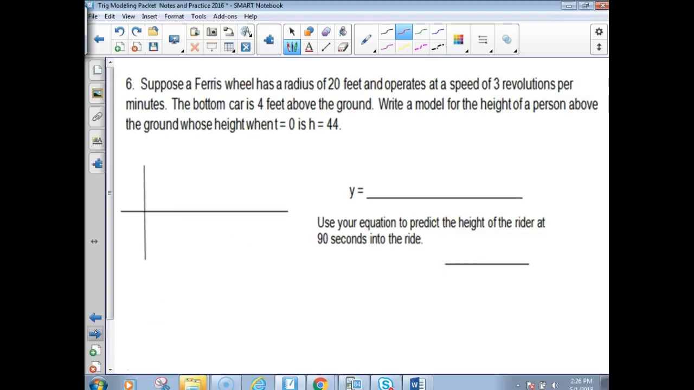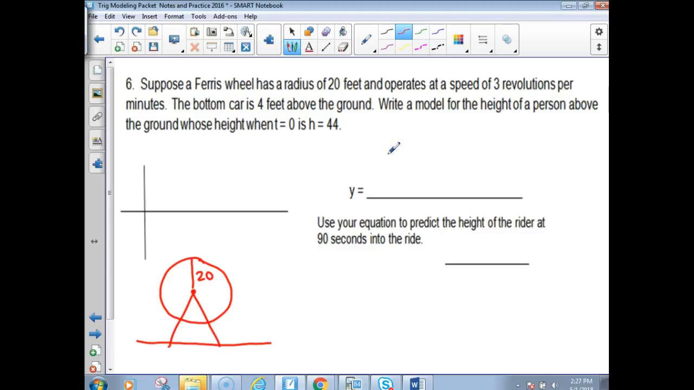All right, suppose a Ferris wheel. Oh, we got another wheel. When you're on a Ferris wheel, is your bucket on the ground? No, it's going to be up in the air. We don't want our rear ends hitting the ground as we go around the Ferris wheel. All right, so it says, suppose a Ferris wheel has a radius of 20 feet. Oh, that's only a radius. And operates at a speed of 3 revolutions per minute.